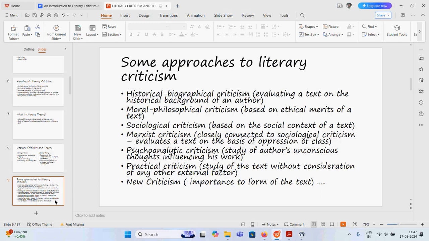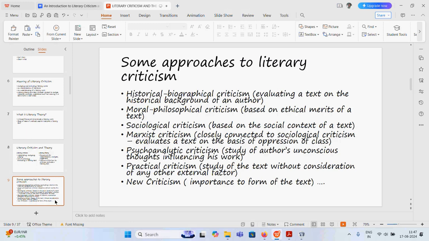Another form of criticism is the sociological criticism, which is based on the social context of a text. The text is based in the society, in the social context. Let us say we are reading a novel like Pride and Prejudice. We can place it in the social context of the age and try to understand the text through sociological criticism.